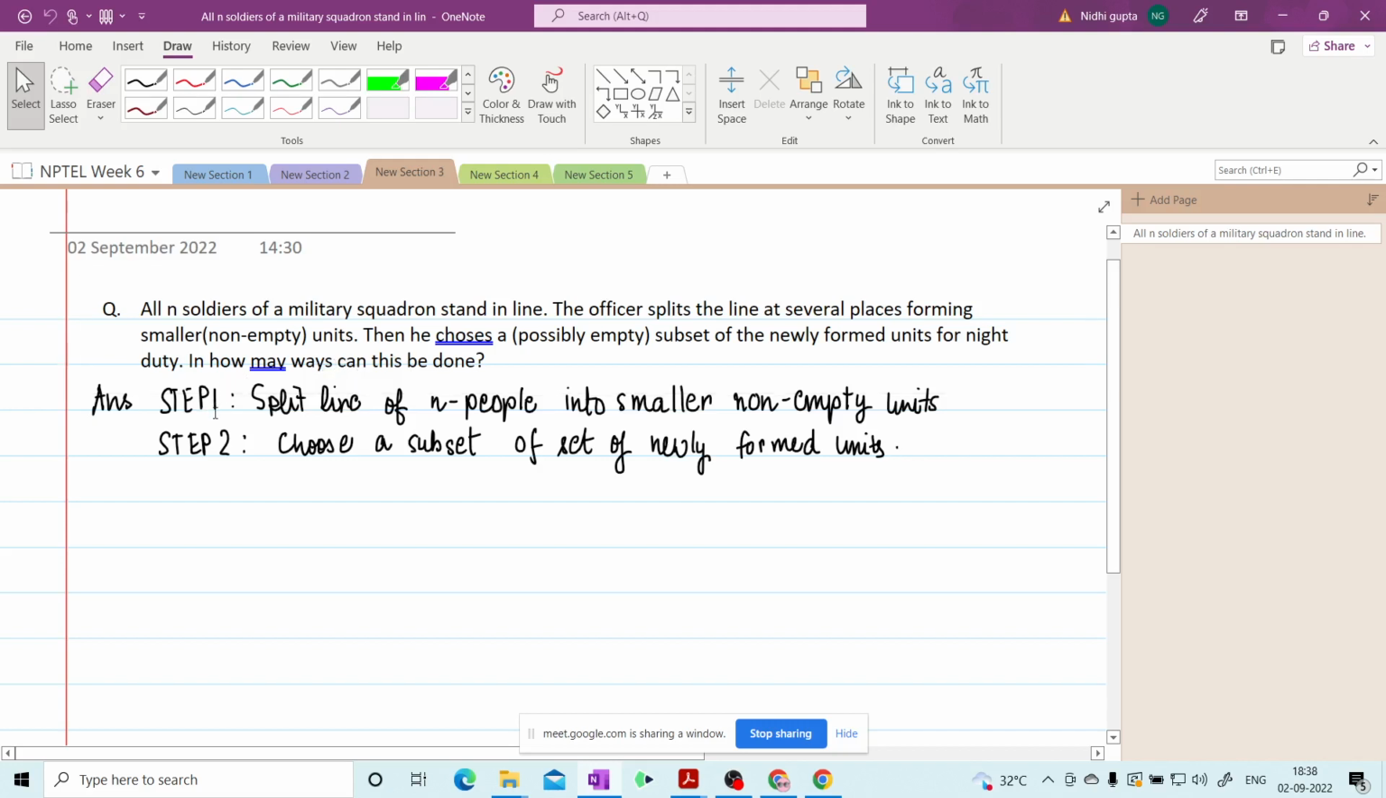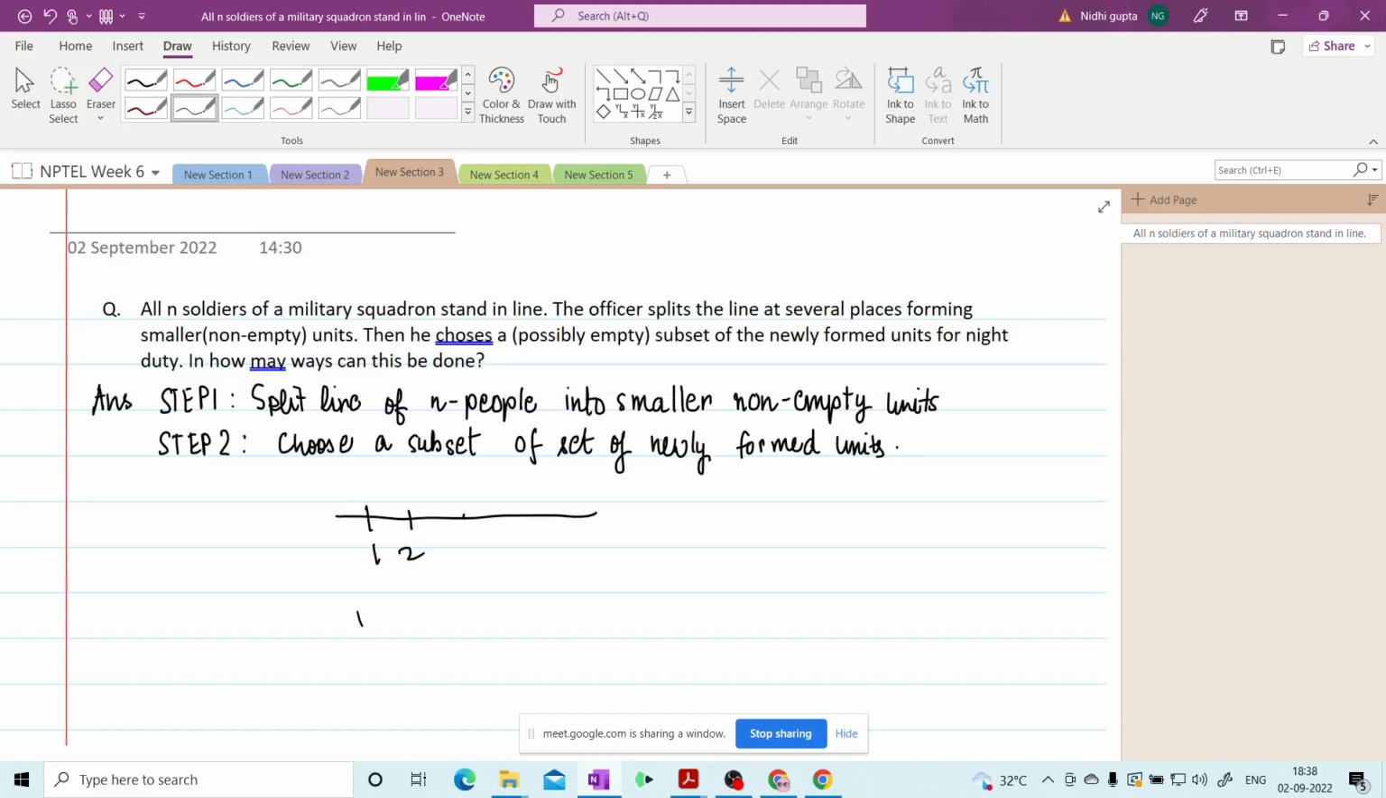What we are doing: the first step is splitting this line of n soldiers into small non-empty units. So we have these n soldiers standing in a line. First we split them into non-empty intervals, and then we choose a subset of the newly formed units for night duty. Then we are applying some function on the set of these intervals.